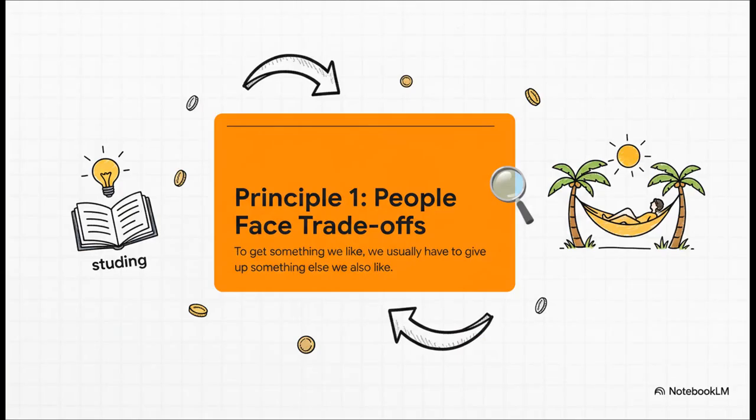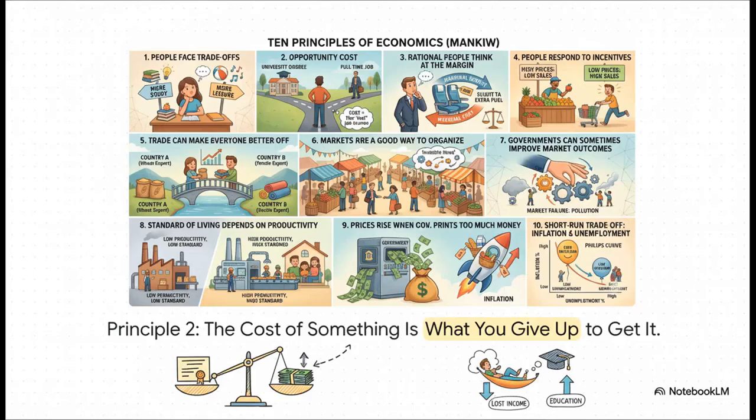You've definitely heard the saying, there's no such thing as a free lunch. Well, that's principle 1 in a nutshell. It all comes down to one simple fact: scarcity. To get more of one thing, you have to give up something else. So to get more time for studying, you inherently have to give up that leisure time. Every single hour you spend hitting the books is an hour you can't spend relaxing. That's the trade-off.